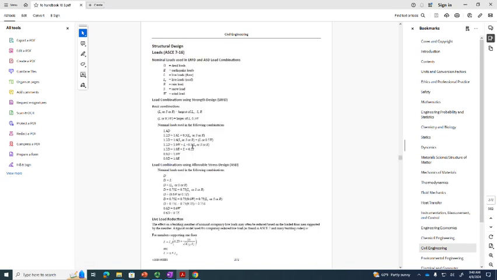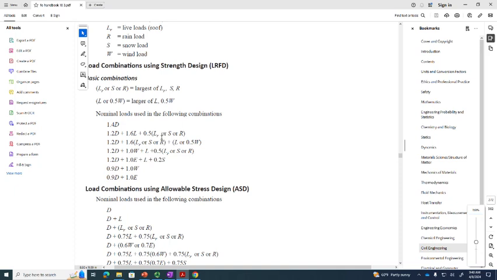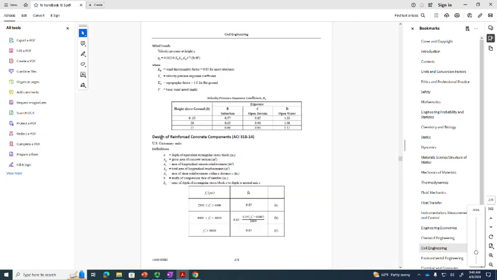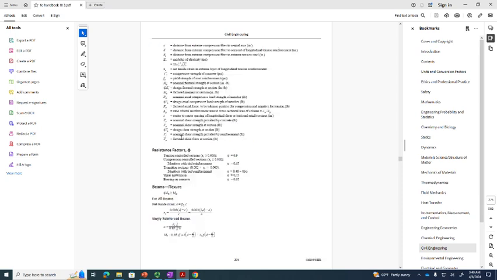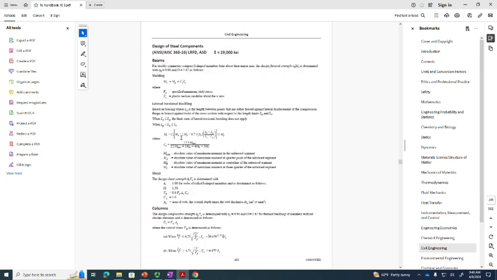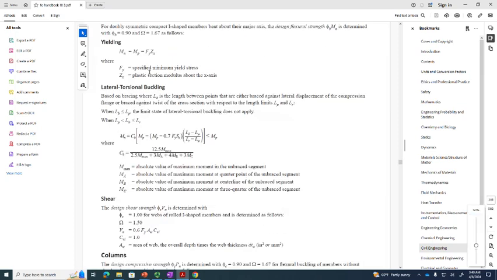Okay, we get into structural design. Okay, we've got our ASCE 7 load combos. This is getting into some wind load stuff, which we didn't really have time to discuss this semester, but how about this? Let's see. Let's get into steel design. Steel design. Well, look at this. We're already starting to see some stuff that's kind of familiar.